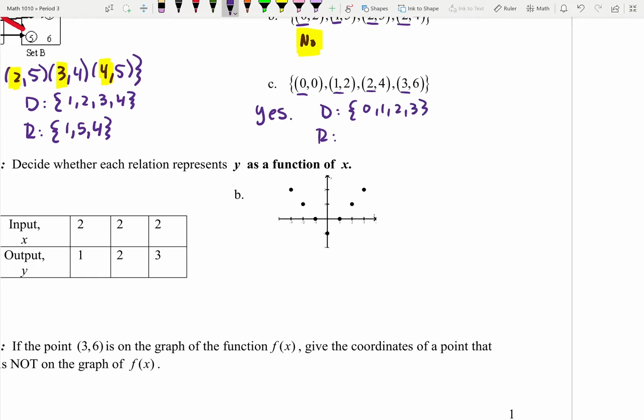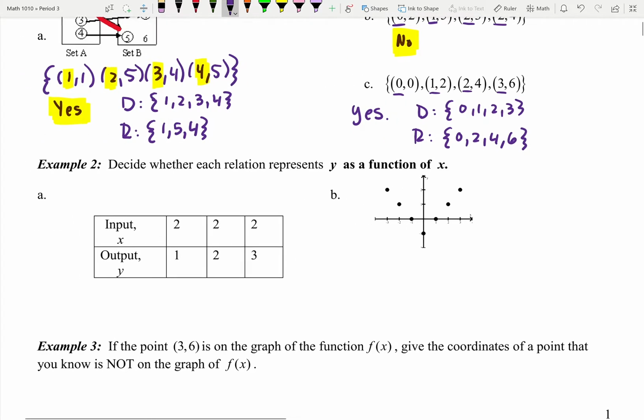You can put those in any order. I would love you to just put them in the order it's given, because then it's easier for me to grade. And then the range is all of the y values, which are 0, 2, 4, and 6. Close your braces. If you don't have it in braces, it would not be correct because it's a set, so the braces are required.